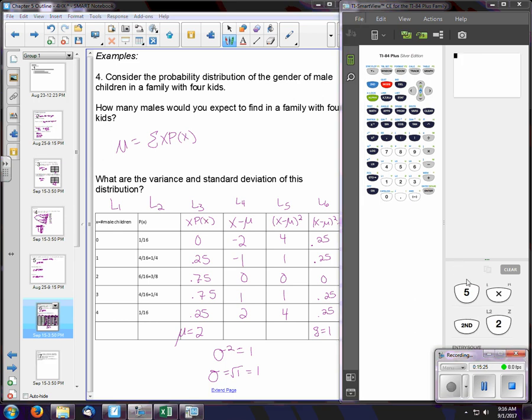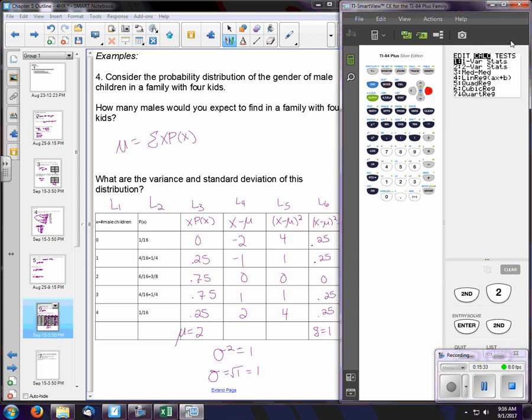Now, let's say that you wanted to use one var stats for something like this. You absolutely can. Our data is still in list 1 and list 2. If we go to stat, calculate, one var stat, we tell it our data is in list 1. And instead of a frequency list, it's our probabilities, but that's in list 2. So we go and press calculate.